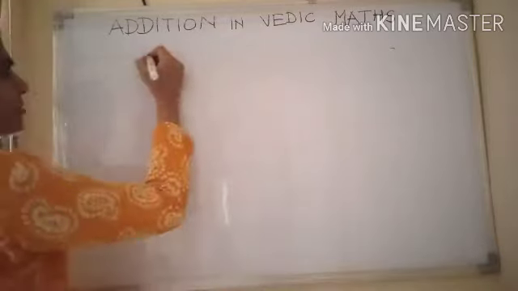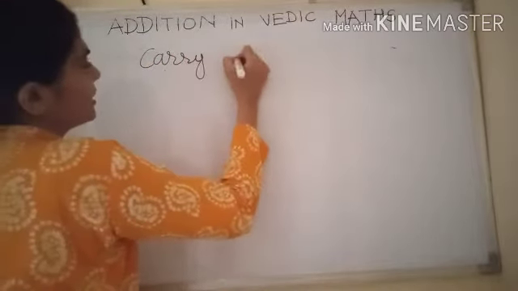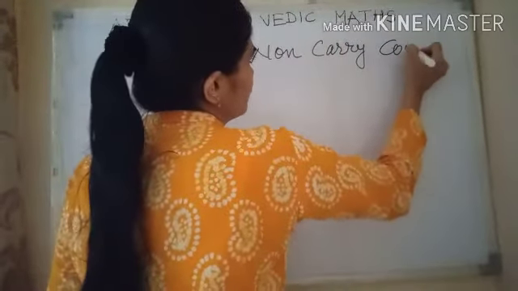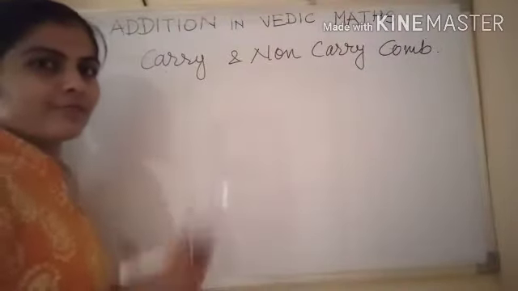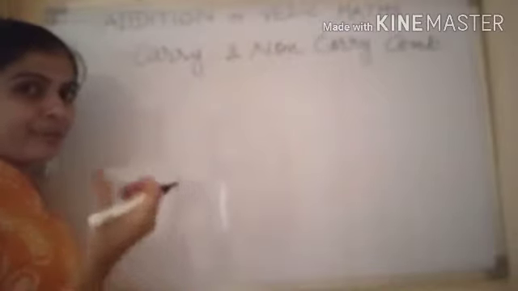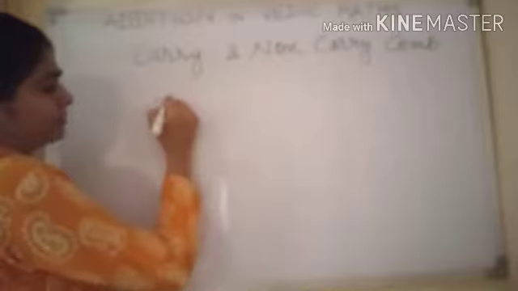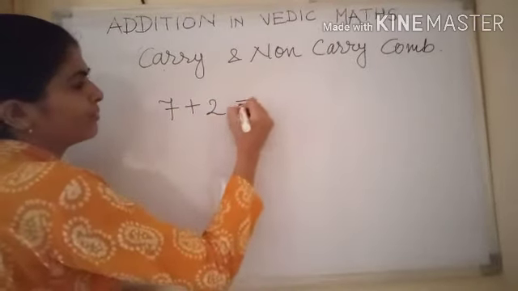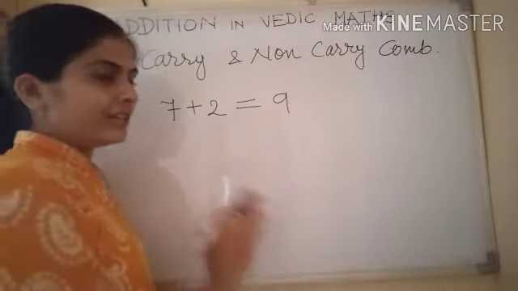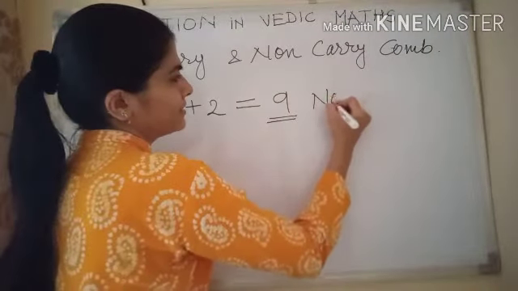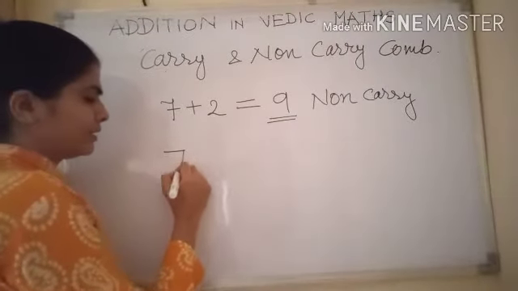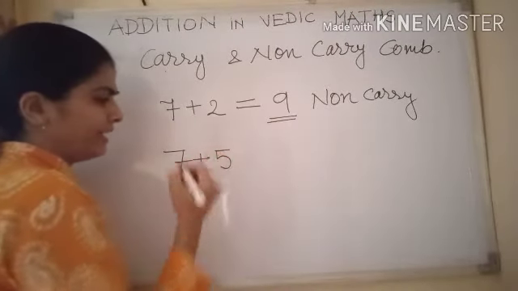I have already explained the carry and non-carry combinations. Now let's discuss what is a carry combination and what is a non-carry combination. Let us take one pair of two digits: 7 plus 2 which is equal to 9. This answer does not have any carry. So we can say this is a non-carry combination.